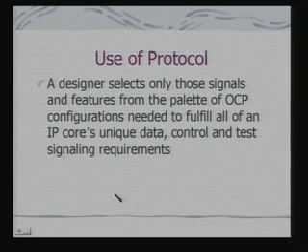And how do you use this protocol? A designer selects only those signals and features from a palette of OCP, what we call open core protocol configurations, needed to fulfill all of an IP core's unique data, control and test signaling requirements. So, try to follow the difference. In case of AMBA, it is a complete specification. In this case, it is not a complete specification. You are defining a standard and you have got the devices or the IP cores which are compatible with these protocols.